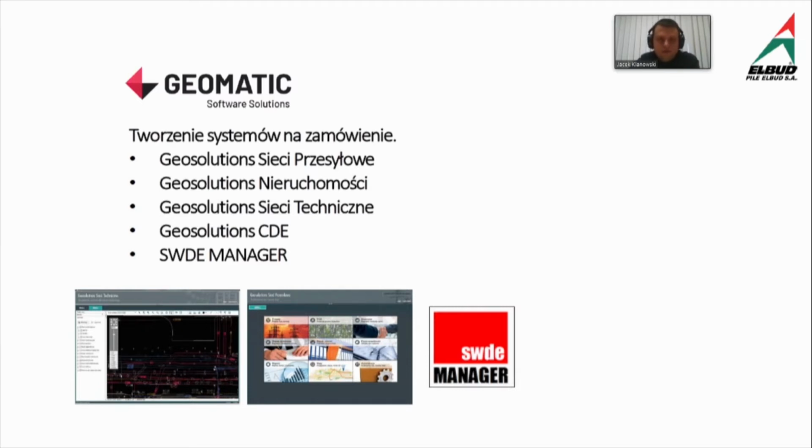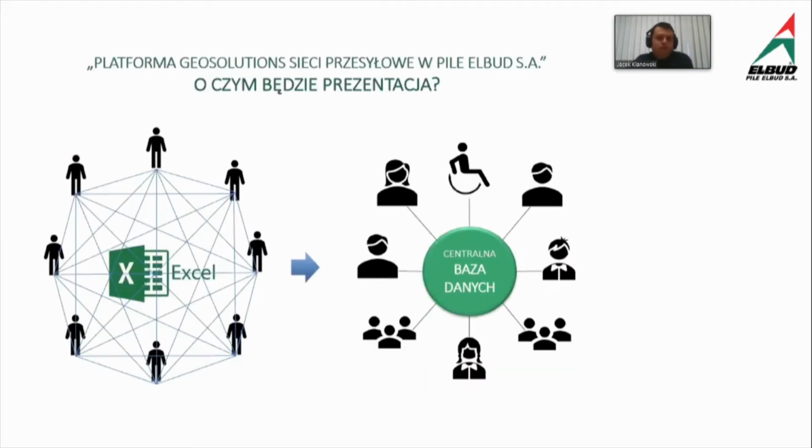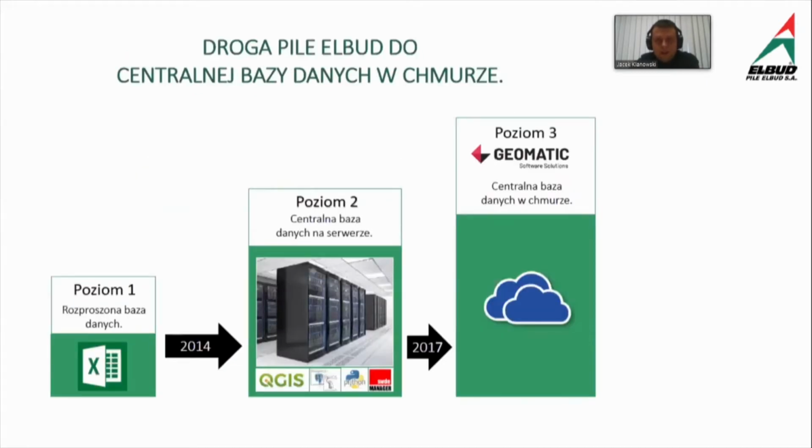Problems for us were distances. An average line is about 100 kilometers long. What is the presentation going to be about? It's how we moved from a distributed database based on Excel to a central database where circulation of documents is happening in one platform, one location.